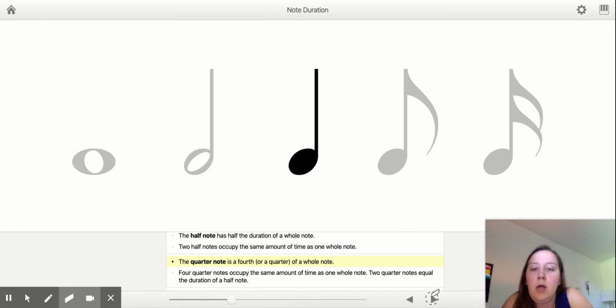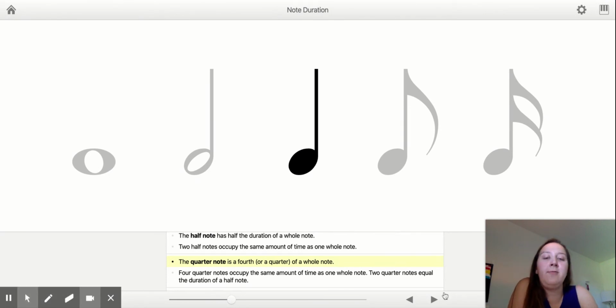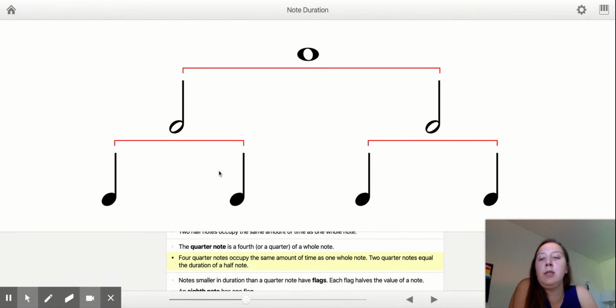Okay, the quarter note is a fourth or a quarter of a whole note. If you think about quarters like money, there's 4 quarters in a dollar. So whole note, there are 4 quarter notes that can fit into a whole note. You can see that here. 4 quarter notes equal a whole note. You could also say that 2 quarter notes equal a half note.